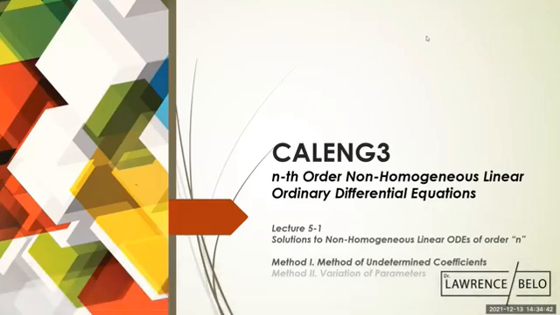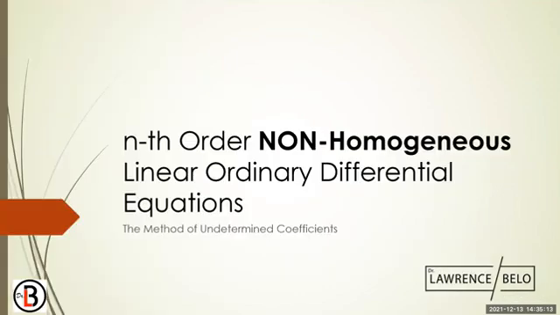For this session, we'll be having the solutions to nth order non-homogeneous linear ordinary differential equations. Last time, what we had were the homogeneous solutions. For this time, we'll be solving the non-homogeneous. And for this one, we have two methods. The first method is what you call the method of undetermined coefficients. The second method is the variation of parameters. For this lecture, we'll be focusing on the method of undetermined coefficients.